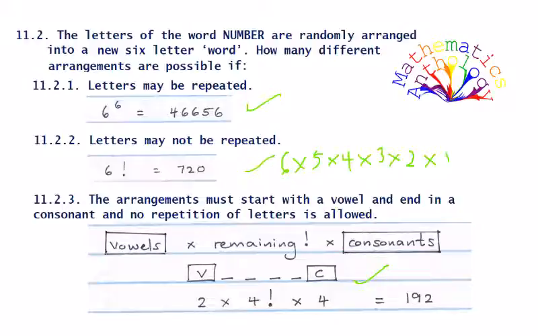So for the vowels, if you look at the word NUMBER, there are 2 vowels there, the U and the E. So in the place of V, I can write 2. In the place of C for consonant, I can write 4 because there are 4 consonants there, the N, the M, the B, and the R. And in the middle, the rest of the letters could be arranged in any order, so we go with 4 factorial for the 4 spaces that are missing there. Multiply all of those, and you get 192 different arrangements possible.